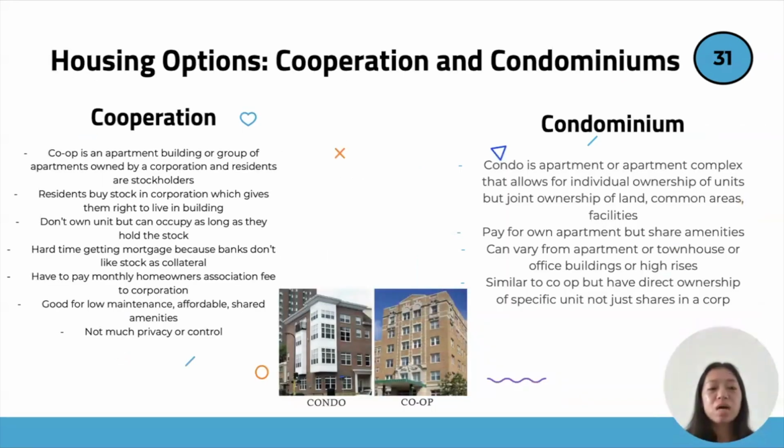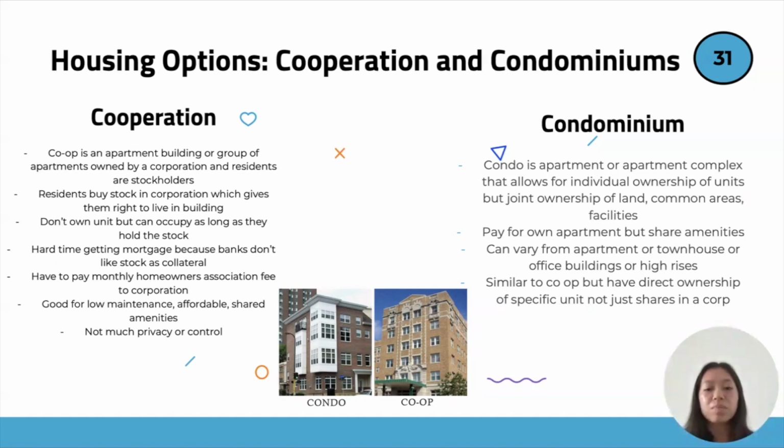Cooperatives and condominiums. A co-op is an apartment building or group of apartments that are owned by a corporation and residents are stockholders. Residents buy stock in a corporation, which gives them the right to live in the building. They don't own the unit, but they can occupy it as long as they hold the stock. They have a hard time getting a mortgage because banks don't like stocks as collateral. They have to pay monthly homeowners association fees to the corporation. This is good for low maintenance, affordability, and shared amenities. It doesn't offer much privacy or control.